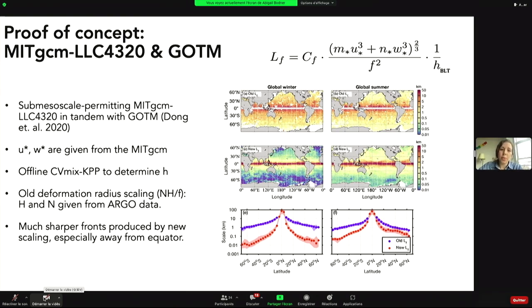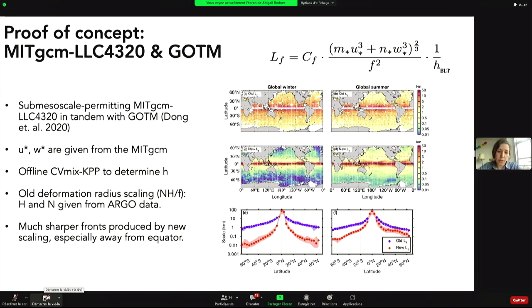And we compared the distribution of the frontal width with the original one presented by Fox-Kemper, which is the deformation radius. So you can see up here, we've got global winter versus global summer of the old frontal width compared with the new. And down below is the zonal mean of the above. The blue is showing the old frontal width, which is the deformation radius, and the red is the new frontal width given by our theory.